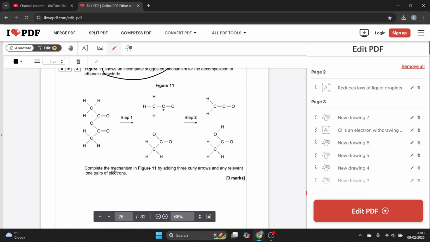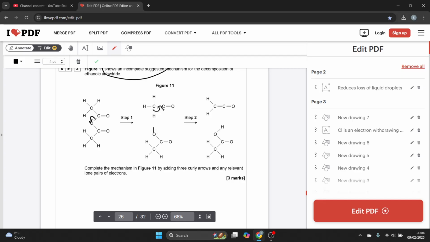Complete the mechanism by the curly arrows and any relevant lone pairs of electrons. So first things first, step 1, I'm splitting up the decomposition of ethanoic anhydride. So how do I do that? Well, I've got H3C, C double bond O there. I know the oxygen is negative, so it's got to be like that. And therefore that will make the carbon positive, and that will make the oxygen negative. And then to form that, it goes like that. Pretty simple.